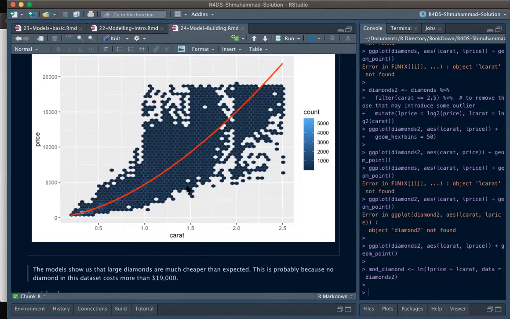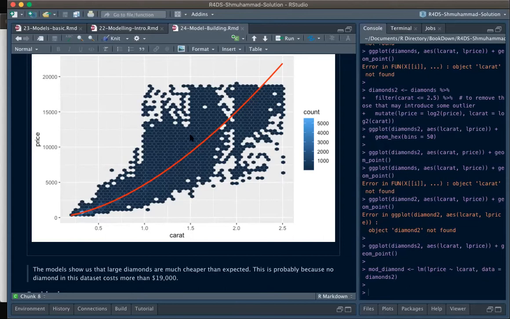So if this $19,000 limit wasn't there, we can imagine that diamonds of carat 1.5 or greater would actually have gone higher. So our model is kind of biased a little bit because of this upper limit. Does that make sense? Yeah.